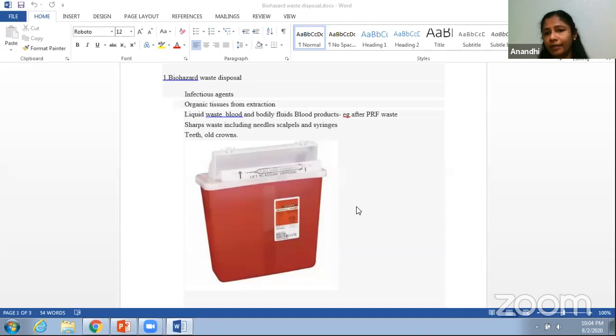I do PRF, the platelet-rich fibrin, because when I do surgeries, I want it to heal faster. So we have a lot of blood which is collected, and we throw that away. That goes into the biohazard waste, and sharps, needles, scalpels, everything goes into the biohazard waste.